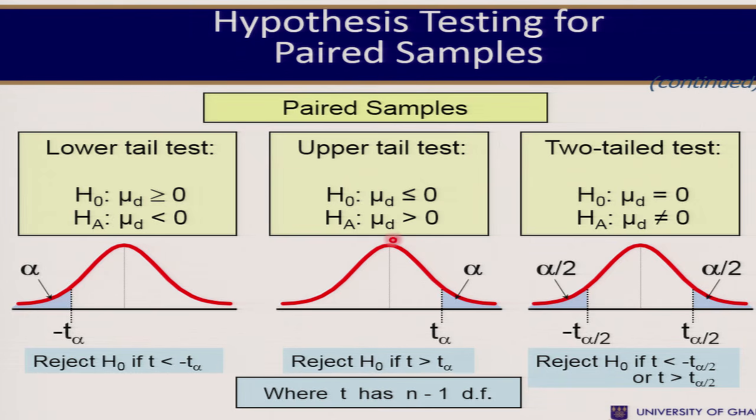For mu d being greater in terms of its alternate hypothesis, that's an upper-tailed test, and the critical value lies to the right. For the two-tailed test, we divide alpha by 2, with one critical value lying to the left and one to the right. Note that this follows a t-distribution with n minus 1 degrees of freedom.